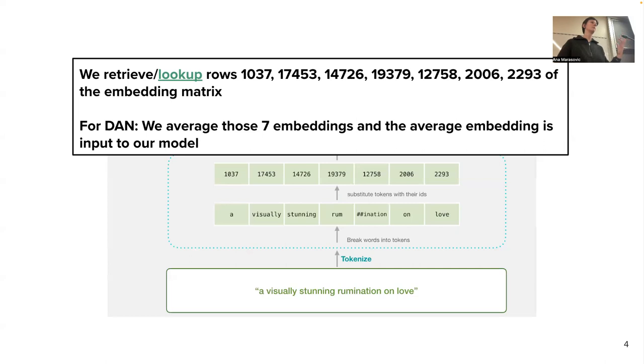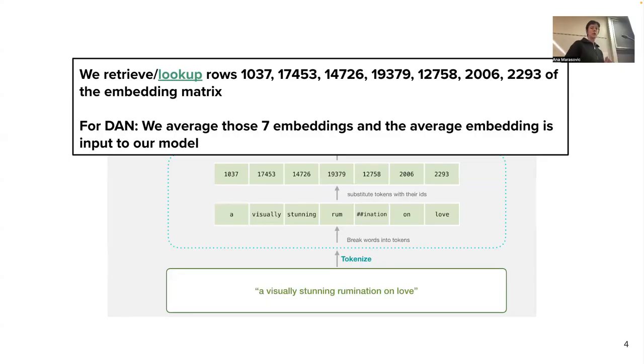Okay, so there isn't anything extra here, just a bit about how we store these things and how we work with them. With the deep averaging network you're implementing for your second homework, you will get those embeddings and average them, and the resulting vector is going to be the input to the neural network you are implementing. Okay, just wanted to mention that.